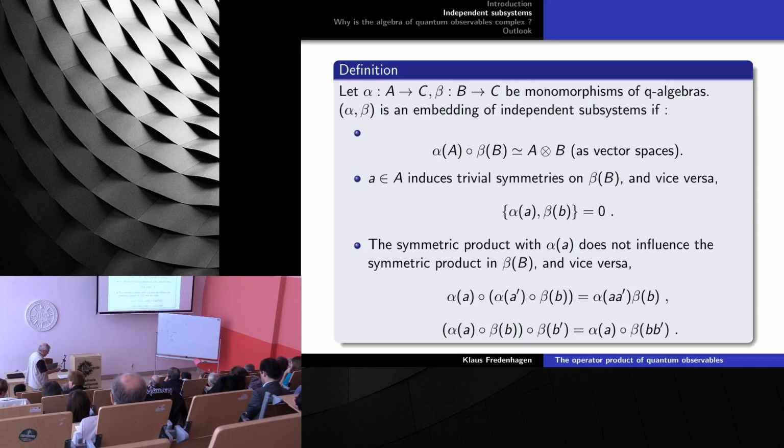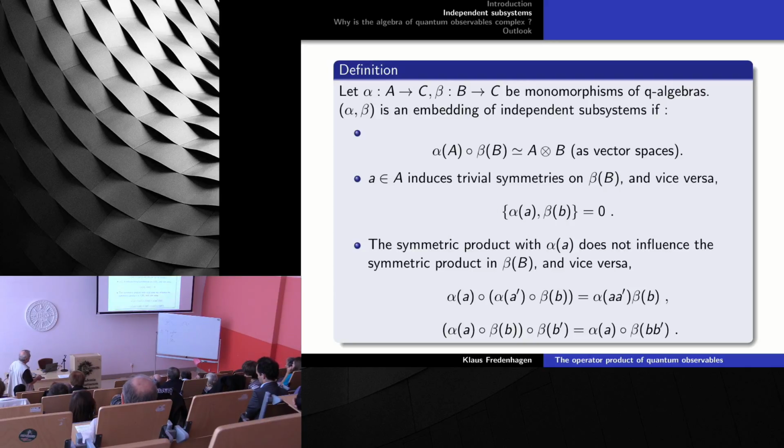Then the symmetries induced by the system A act trivially on B, which means that the anti-symmetric product between alpha of A and beta of B is 0. And I require a similar relation for the commutative product. We know that the product is not associative, but there are some weaker forms of associativity which should hold. So in particular, when I have a product of some element of A and some element of B, and then take a product with some element of A, then this should not be perturbed by the existence of B.